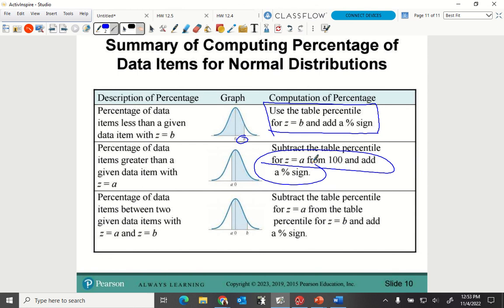Percentile of data items between two given items. That's like what we just did with the two percentages. We just subtract the top minus the bottom. Does that make sense? Any questions? Concerns? Complaints?